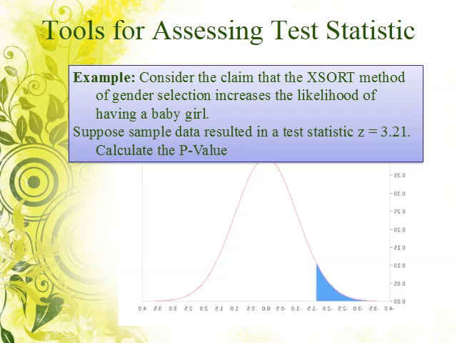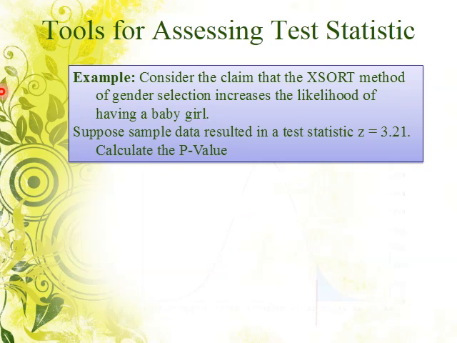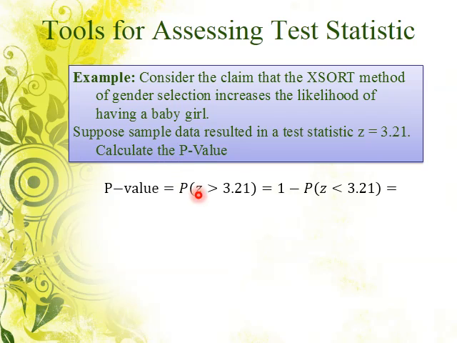So we're dealing with this right-tailed test, and now I need to calculate the p-value, which is the area to the right of my test statistic, 3.21. So I need to find the probability that a z-score would be greater than 3.21. That is the same as 1 minus the probability that a z-score will be less than 3.21. Looking this up on my normal distribution chart and taking 1 minus that, I get a value of 0.0007.